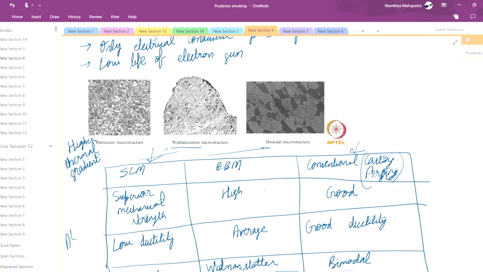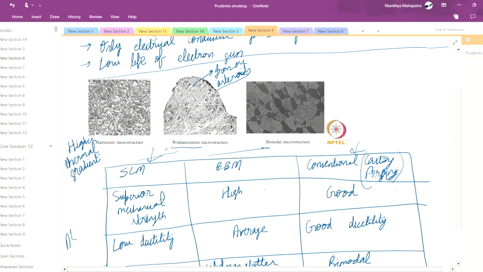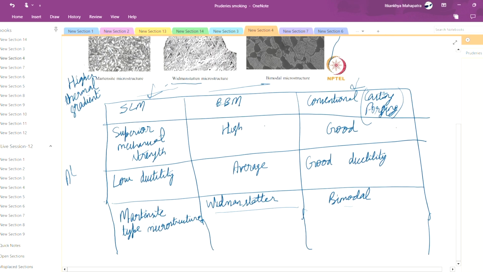Now this type of microstructure is mostly found in iron ore extract or asteroids. This is the maximum higher ductility we get. Here the grain size is very large.